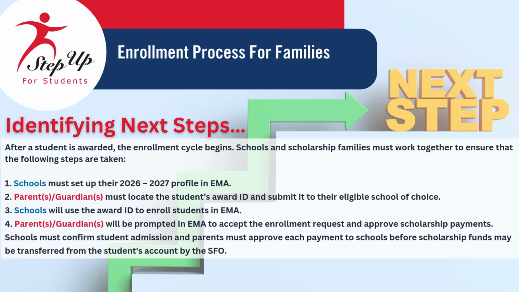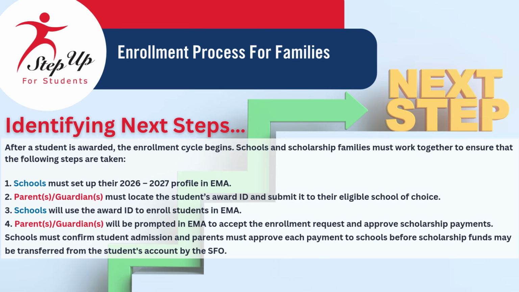Once a student has been awarded, the enrollment process begins. At this stage, both the school and the family have important roles. First, the school must make sure its profile is set up in EMA. Then, the parent or guardian must find the student's award ID and share it with their eligible school of choice. After that, the school uses the award ID to submit the enrollment in EMA. Finally, the parent or guardian must log in, review the enrollment request, and approve scholarship payments.